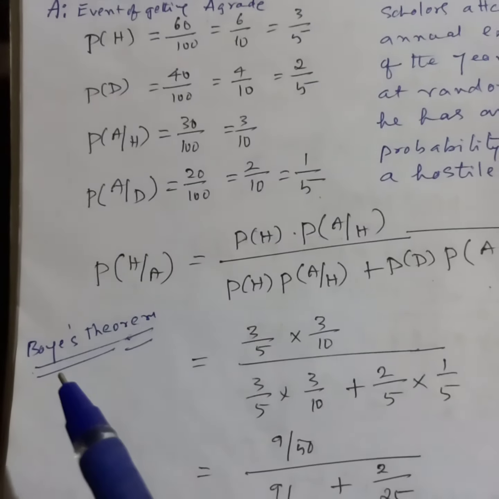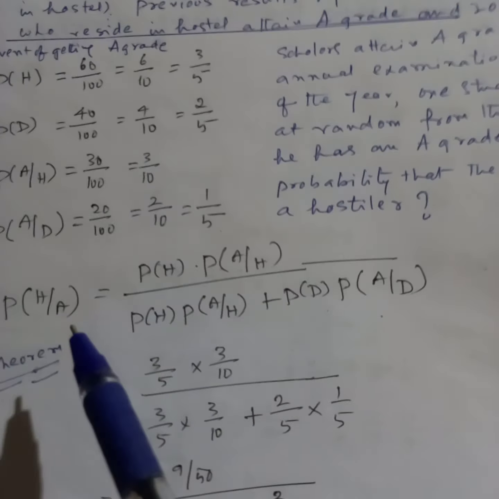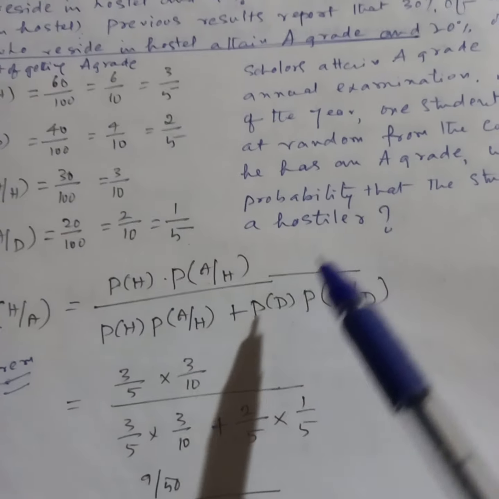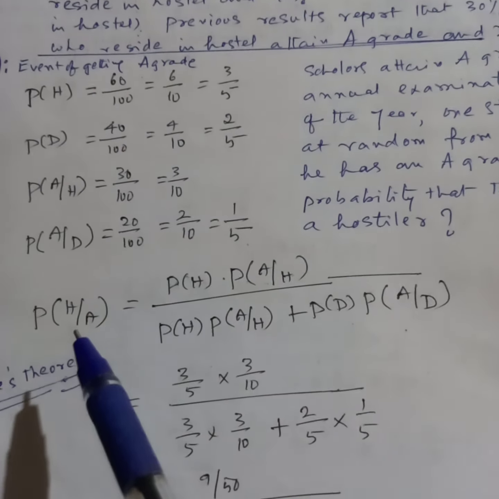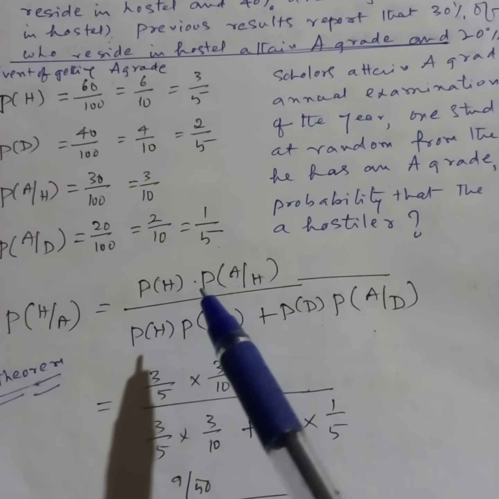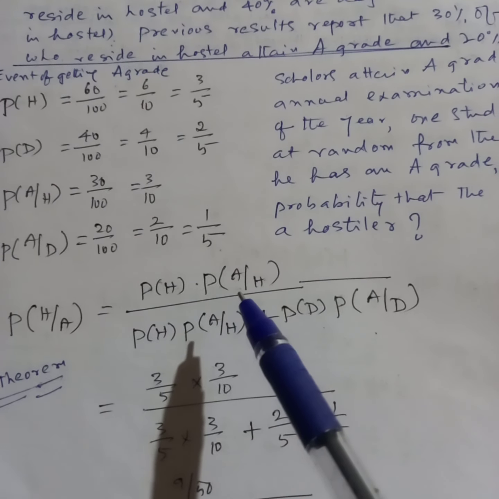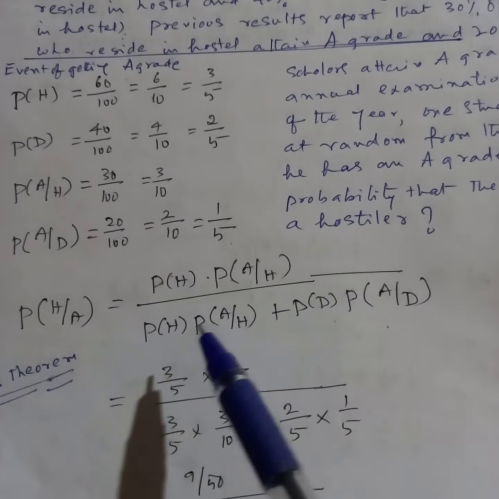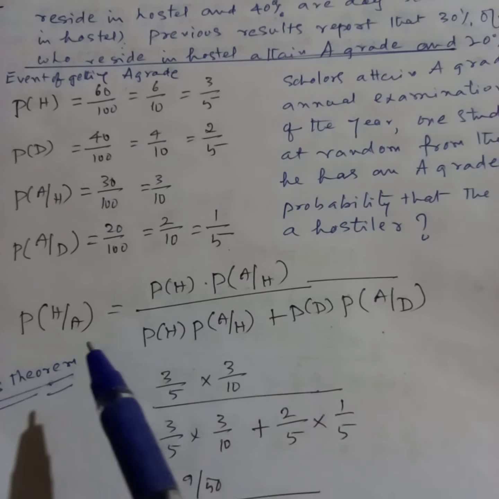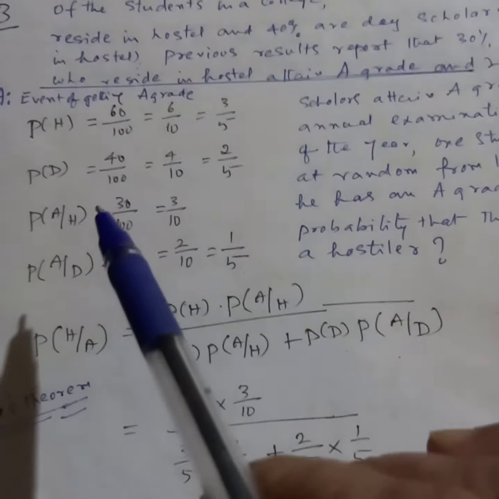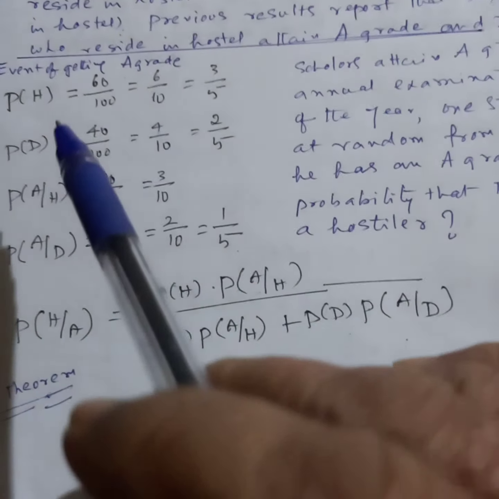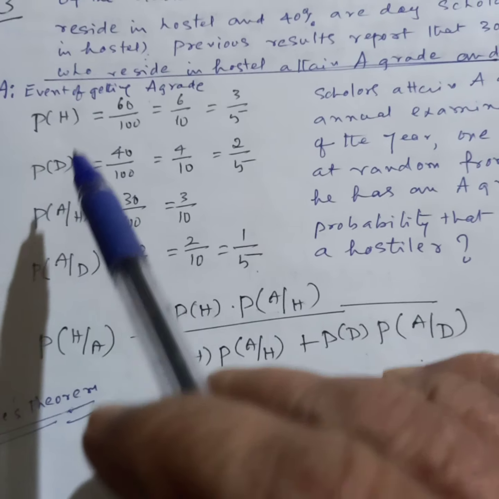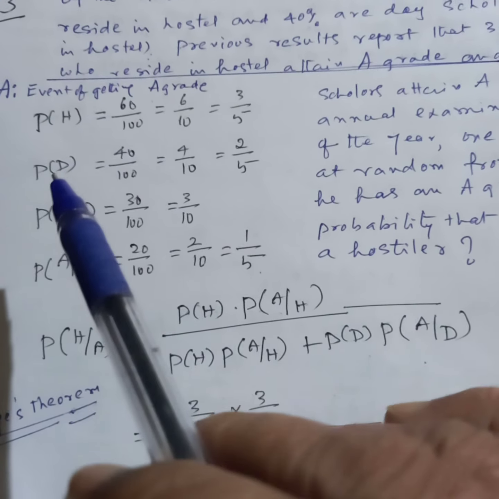And now we make use of Bayes theorem. According to Bayes formula, this is what we have to write: P(H|A) = P(H)P(A|H) over the total. And the same thing we write here. In the previous example we had taken E1 and E2, but here we are taking H and D in place of E1 and E2.